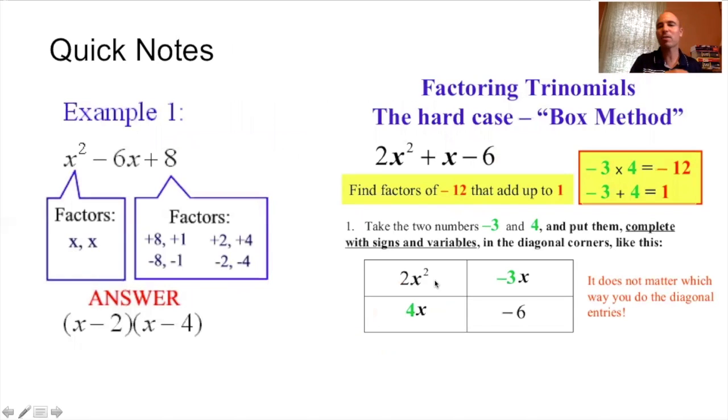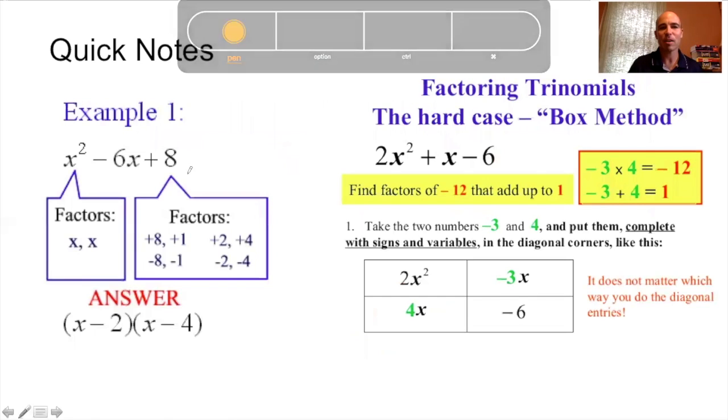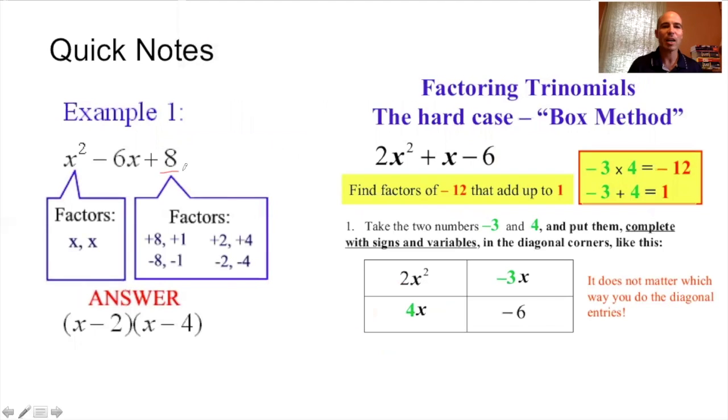Okay, so now these are just quick notes, showing you in a nice organized way with some visuals, how we factor. This is very similar to what I just talked about, a very similar problem, where you're going to multiply to 8 and you're going to add to negative 6.